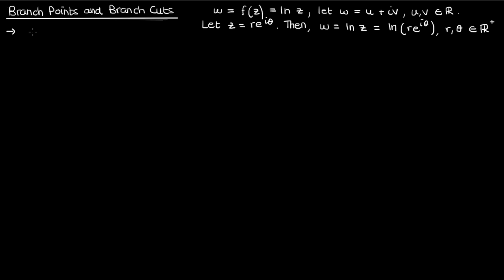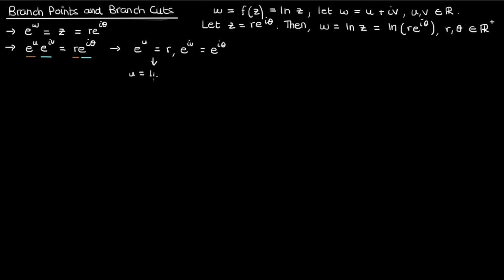If I now rearrange this equation and take the exponential of both sides, here's what I'll get. And since w is just u plus iv, I can rewrite the left-hand side to get the exponential of u times the exponential of iv. If we now equate the real and imaginary parts of both sides, we find that the exponential of u must equal r, and that the exponential of iv must equal the exponential of i theta. Solving the u equation is pretty easy. u is just ln r.